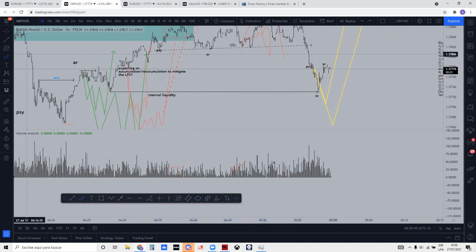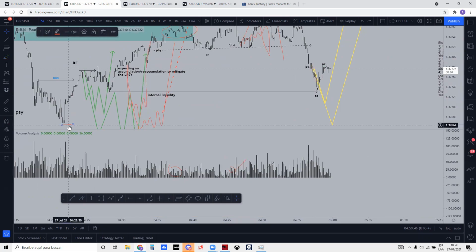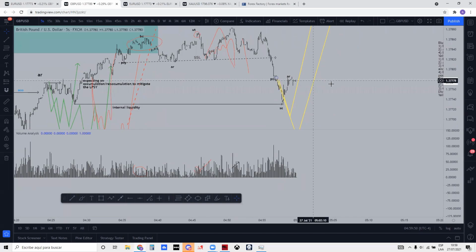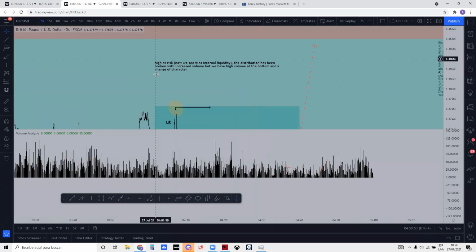And in that case, we will look for a short-term short, if this happens, if a distribution happens. Obviously, if we have an accumulation, we know price is going to go much higher.